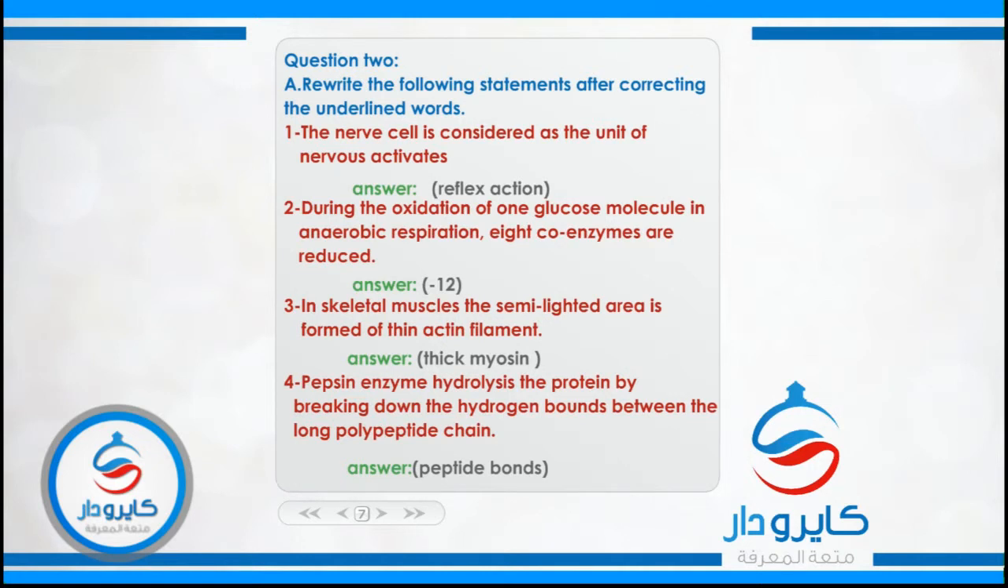So the answer of the first part is the reflex action instead of the wrong part, which is the nerve cell. Number two, the answer is 12 instead of 8. Number three, the answer is thick myosin instead of thin actin. The last point is a peptide bond instead of the hydrogen bond.